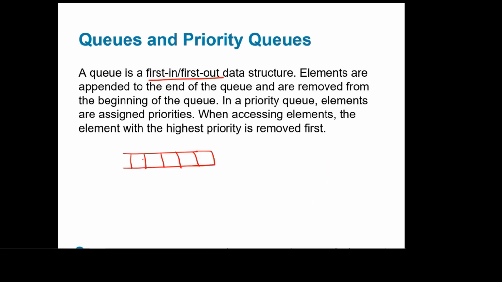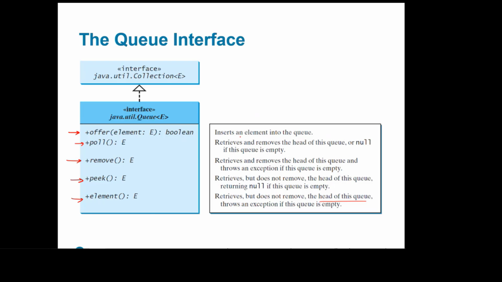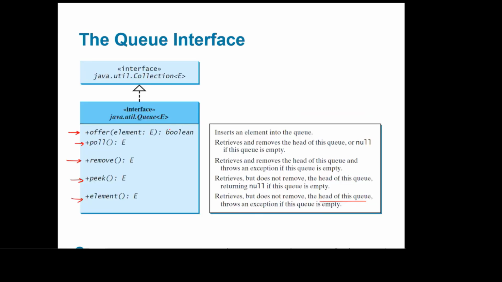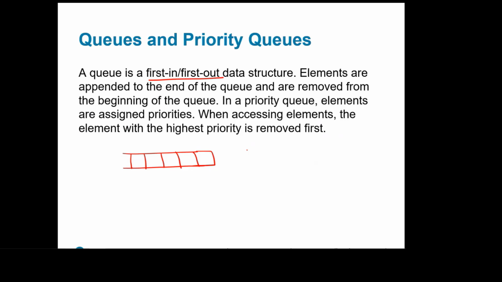So if we want to enter elements, we are going to use the offer method. And again, if you want to implement a queue, you will have to use java.util.Queue. So now once we have the queue, we can create an object of queue.